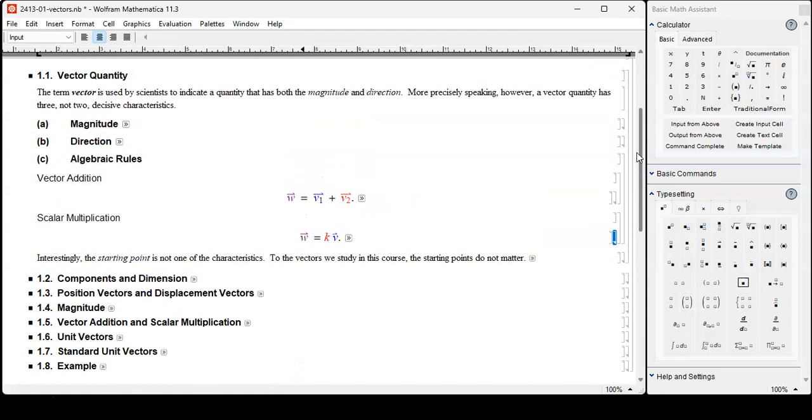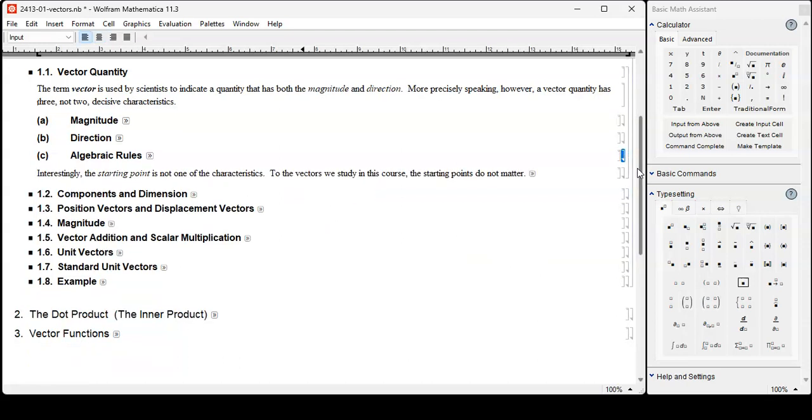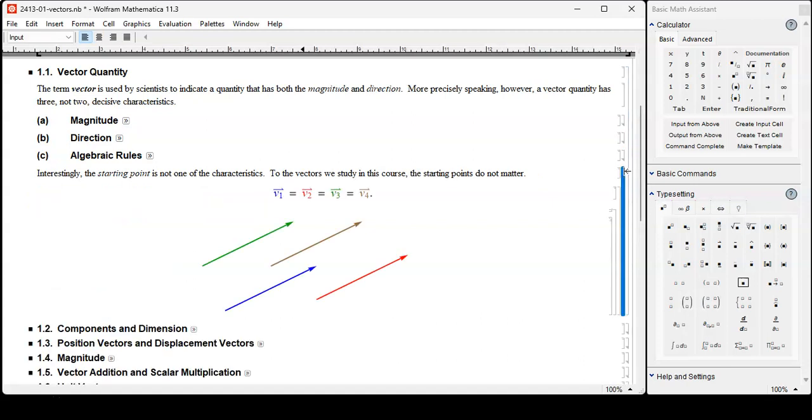So these are two standard vector operations, or algebraic operations of vectors rather. And there are some other operations to consider as well, but those are case by case and are not applicable to all vectors. These three apply to all vectors in any case. Interestingly, the starting point does not matter, at least at our level. Here's a visualization. You're looking at a bunch of vectors in different colors, but they're all the same: same magnitude, same direction.